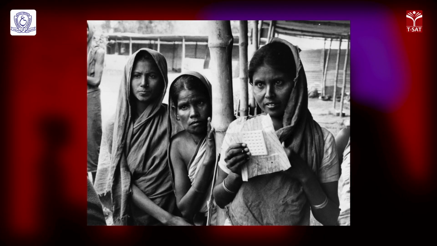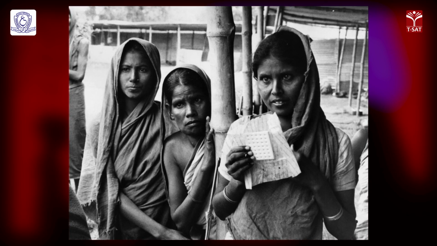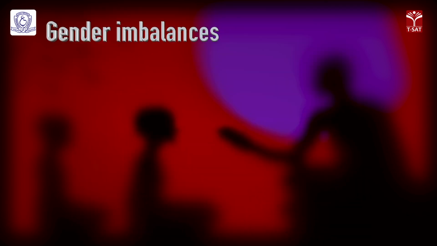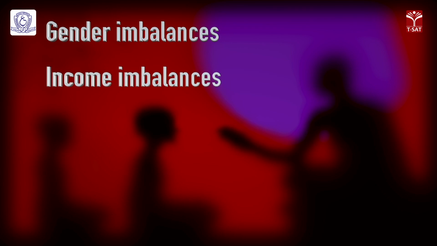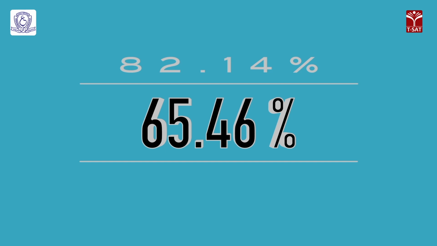Now we will discuss the causes of illiteracy. Illiteracy in India is a problem which has complex dimensions attached to it. It is more or less concerned with different forms of disparities that exist in the country. There are gender imbalances, income imbalances, state imbalances, caste imbalances, and technological barriers which shape the literacy rates that exist in the country. India possesses the largest illiterate population. Literacy rates stood at 82.14% for men in 2011 and 65.46% for women.